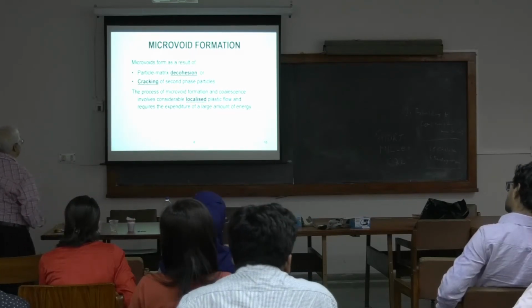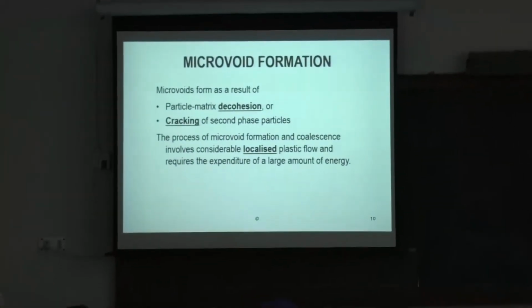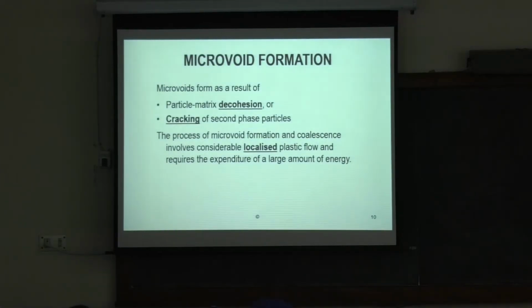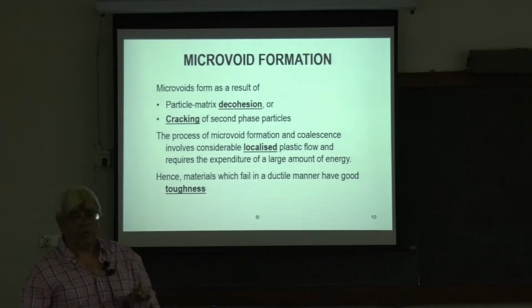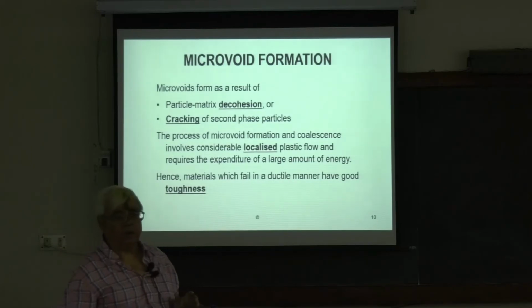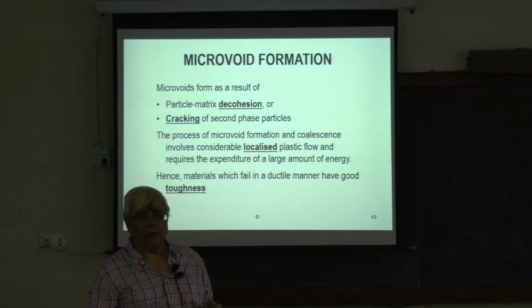Microvoid formation can serve like decohesion and cracking of second phase particles. And the process of microvoid formation and coalescence involves considerable localized plastic flow. But even if it's localized plastic flow, it still needs expenditure of a large amount of energy. Hence, materials which fail in a ductile manner have good toughness. Ductile manner means it gives you time. It deforms, you can see that. So whatever construction materials you are using, please make sure it has enough plastic crack propagation mechanisms absorbing energy.